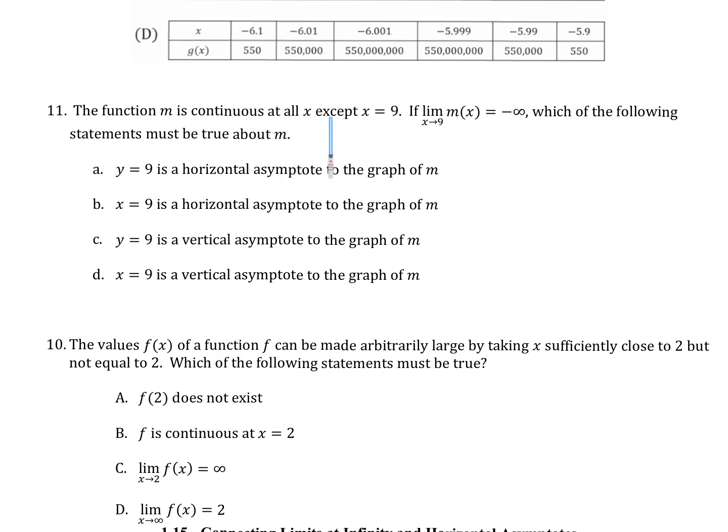I'm a visual person, you guys. If as x approaches 9, my limit goes to negative infinity, what do I have at 9? A vertical asymptote. Because if I'm going to negative infinity, I've got to have a vertical asymptote. So I'm a visual person. As x approaches 9, 1, 2, 3, 4, 5, 6, 7, 8, 9, great. As x approaches 9, we've got negative infinity from both sides, because that's what this is saying.